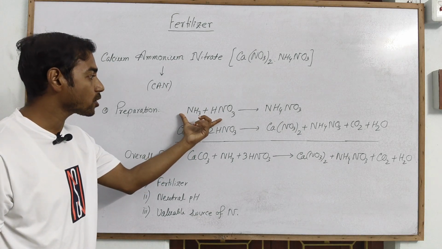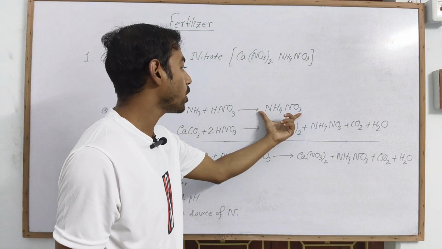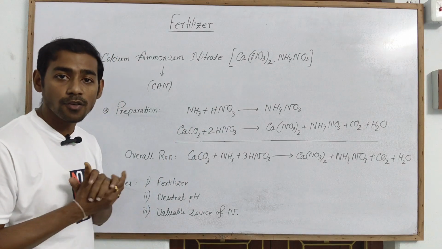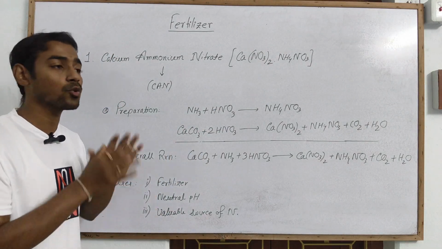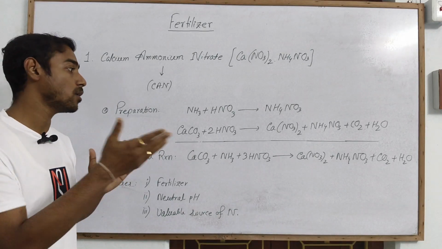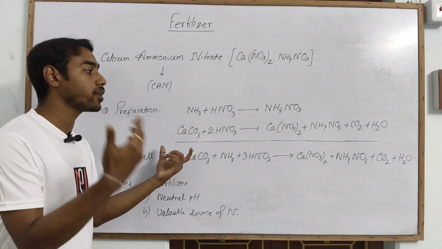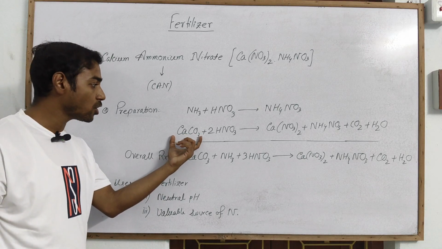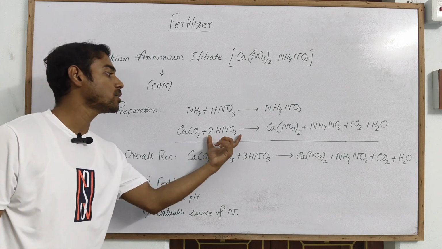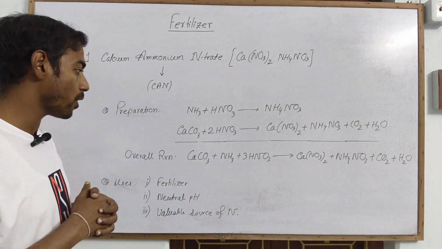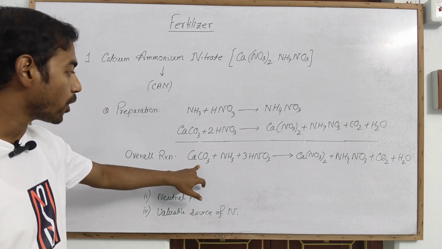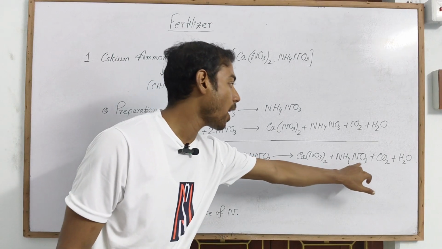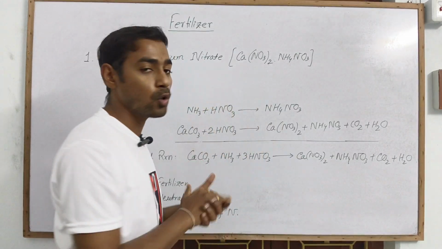Why? Because in the first step, while forming the ammonium nitrate solution by reacting ammonia with nitric acid, some of the nitric acid may be unreacted, so that will be in excess. That excess nitric acid should be neutralized, and for that reason we use calcium carbonate, which neutralizes the nitric acid. So what is the overall reaction? Calcium carbonate reacts with ammonia and nitric acid to form calcium nitrate and ammonium nitrate, and CO2 and H2O are released.